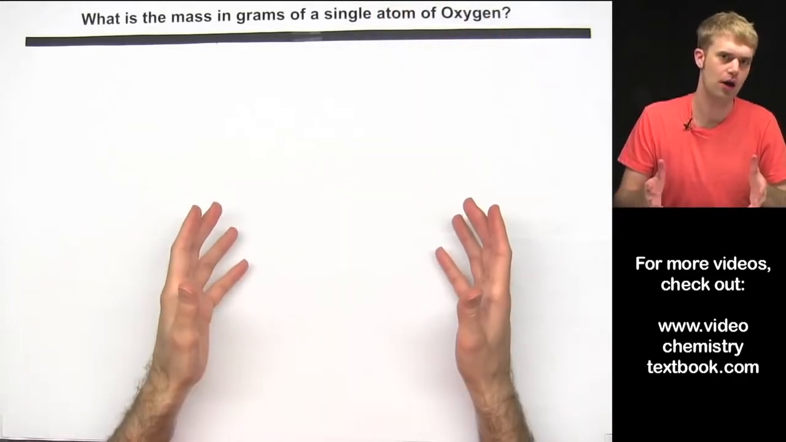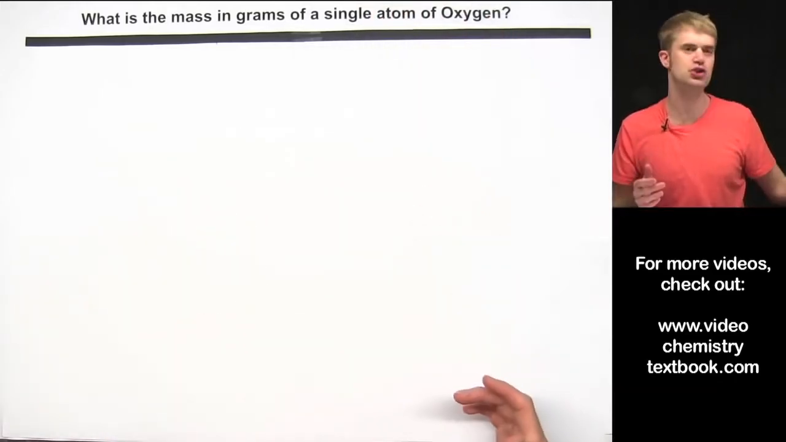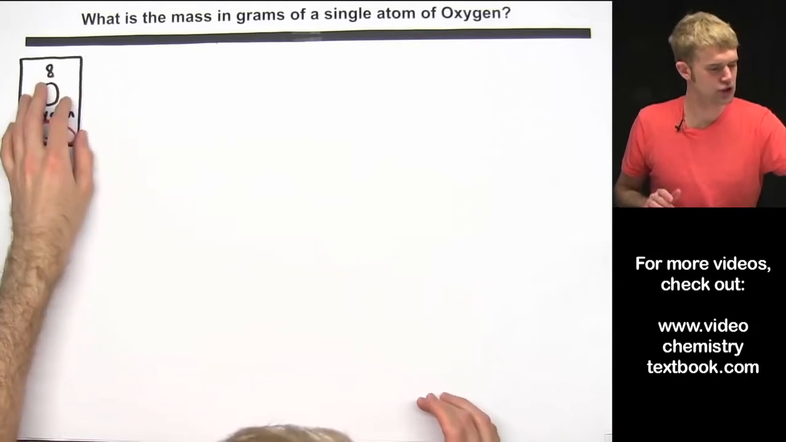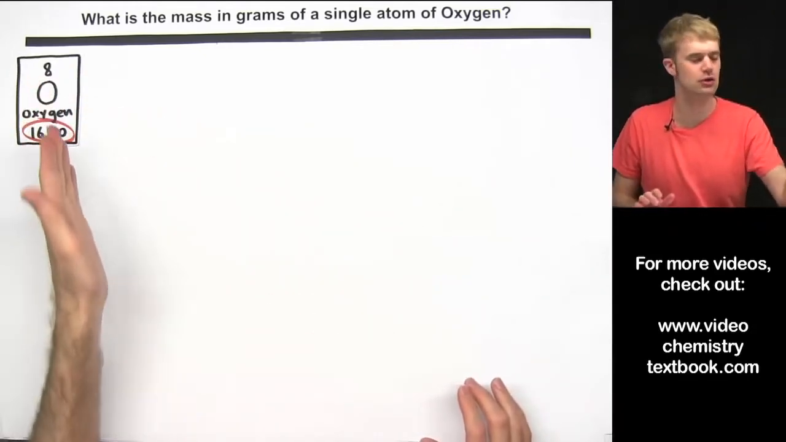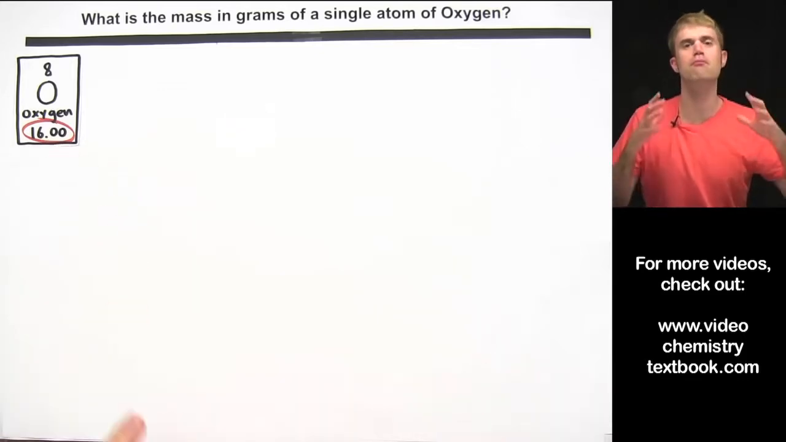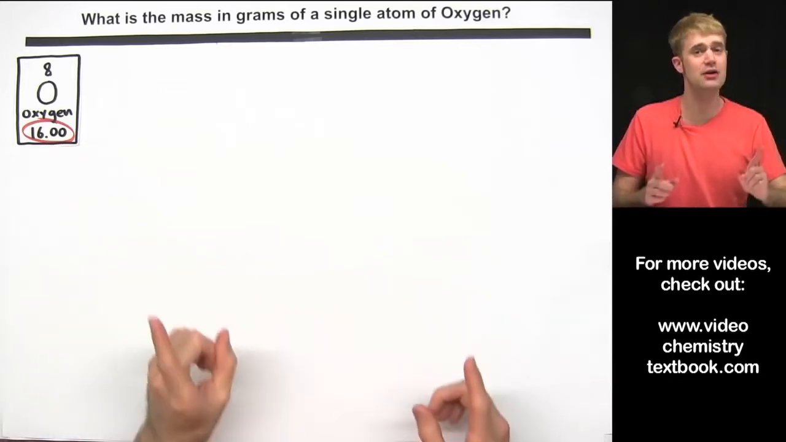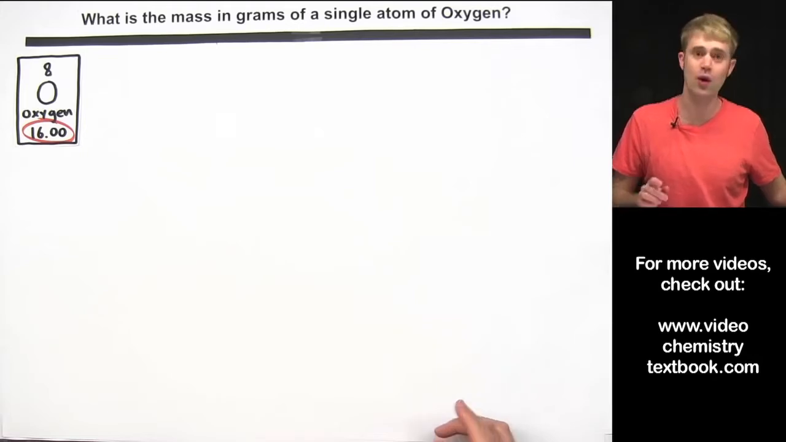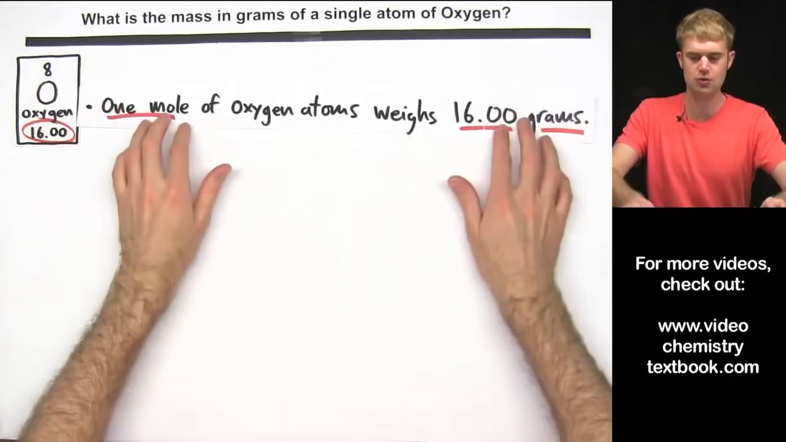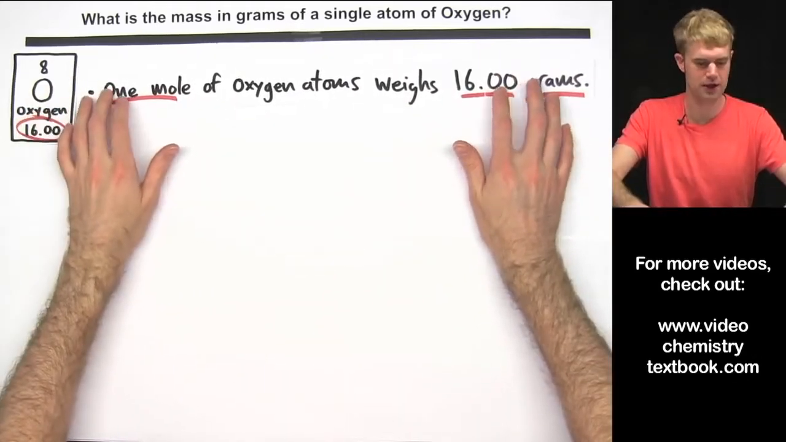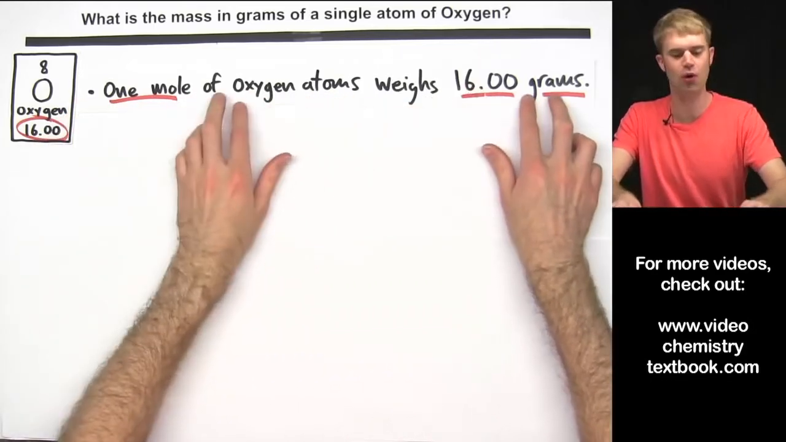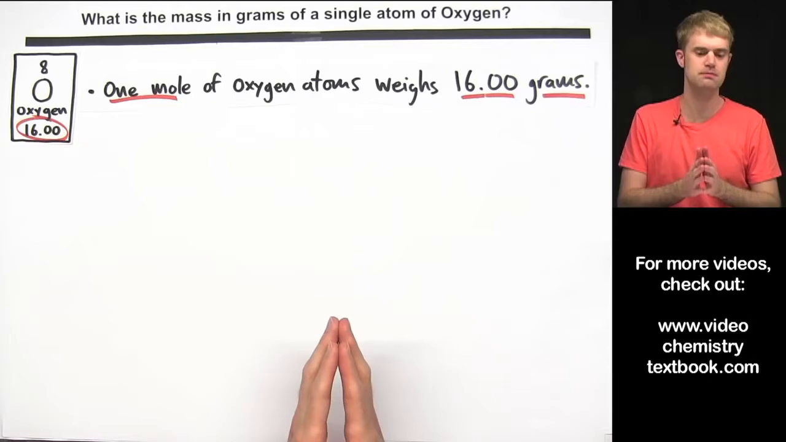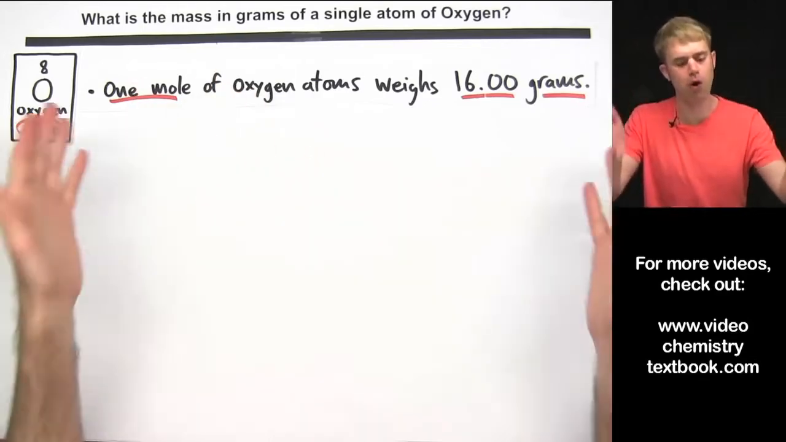What do we know about the mass of oxygen? Well, we can look up oxygen on the periodic table and we can zoom into this number, 16.00, which tells us the molar mass of oxygen. It tells us how much a mole of oxygen weighs in grams. So we can say that from this information on the periodic table, 1 mole of oxygen atoms weighs 16.00 grams.